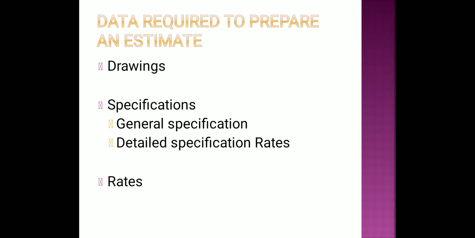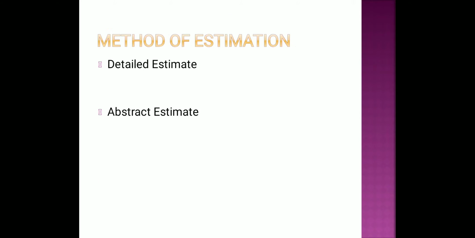Next, what are the data required to prepare an estimate? We need three things: drawings, specifications, generally how it's done, and in detail how it's done, general specification and detailed specification, and finally the rates of each and everything. Next is the method of estimation. There are two methods of estimation: detailed estimation and abstract estimation.